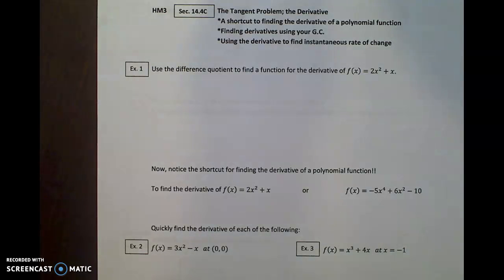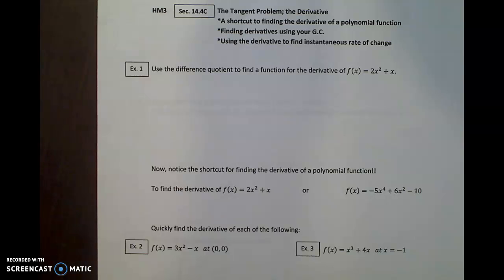Alright, so we're going to finish up section 14.4 here, the tangent problem and derivative. I'll start off with example number 1, where again we want to use the difference quotient to find a function for the derivative of the function f of x equals 2x squared plus x.